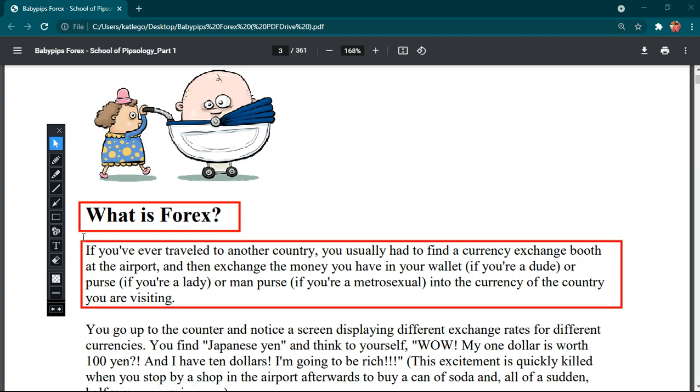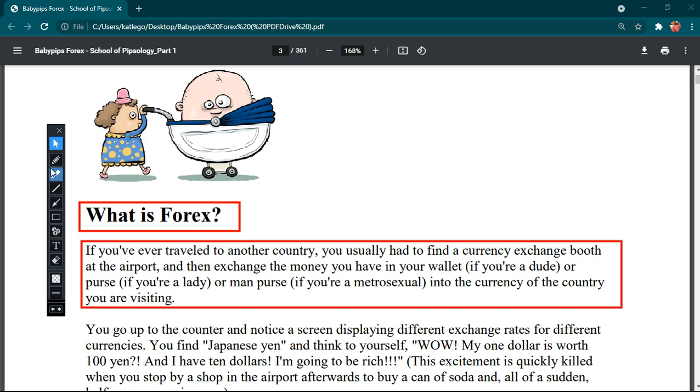So they say, if you've ever traveled to another country, so if you've ever had to travel to another country, that already on its own should give you an idea that we are going to be talking about something that includes two countries. It's two countries involved. You usually had to find a currency exchange booth at the airport and then exchange the money you have in your wallet into the currency of a country you are visiting.